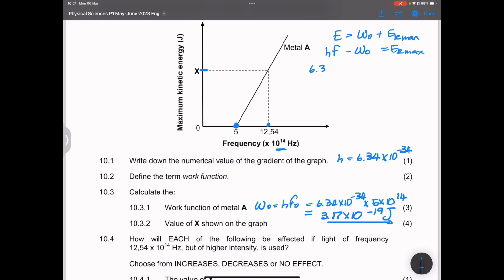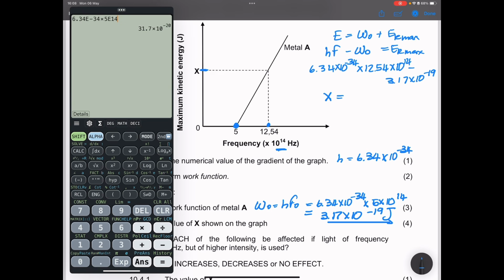So that would be Planck's constant, 6.34 times 10 minus 34 multiplied by 12.54 times 10 to the power 14, right? Minus that work function that we calculated there. So that's minus 3.17. Okay, I can't fit that all in there, so I'm just going to write it underneath. 3.17 times 10 minus 19, right? And that would give me my maximum kinetic energy.